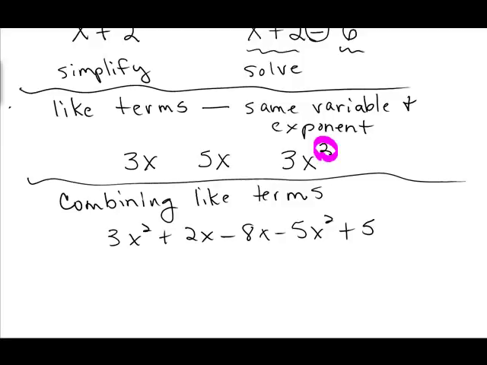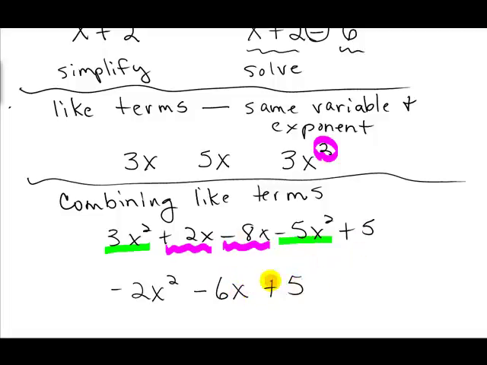It helps me if I underline or highlight things that are alike. Keep in mind that the sign that is in front of the term goes with it. So I have 3x squared minus 5x squared, which is going to give me a negative 2x squared. And then a 2x minus an 8x will give me a negative 6x. And then I just go ahead and bring down my 5.